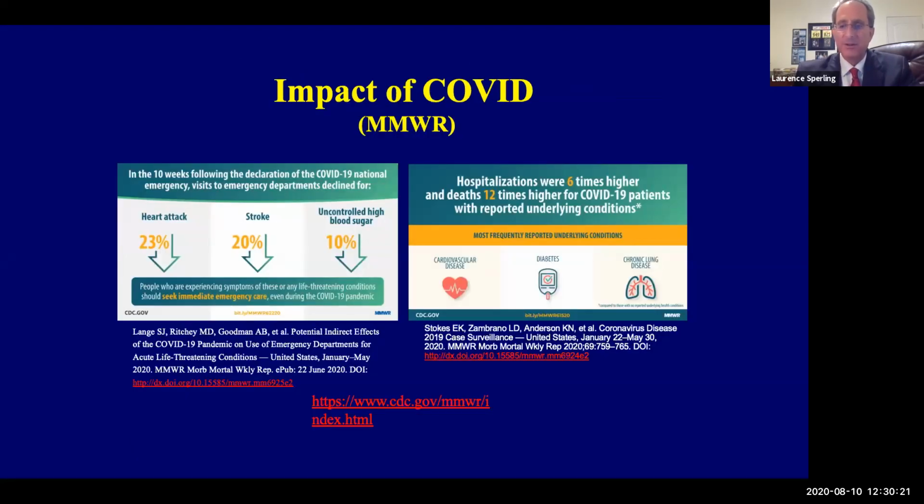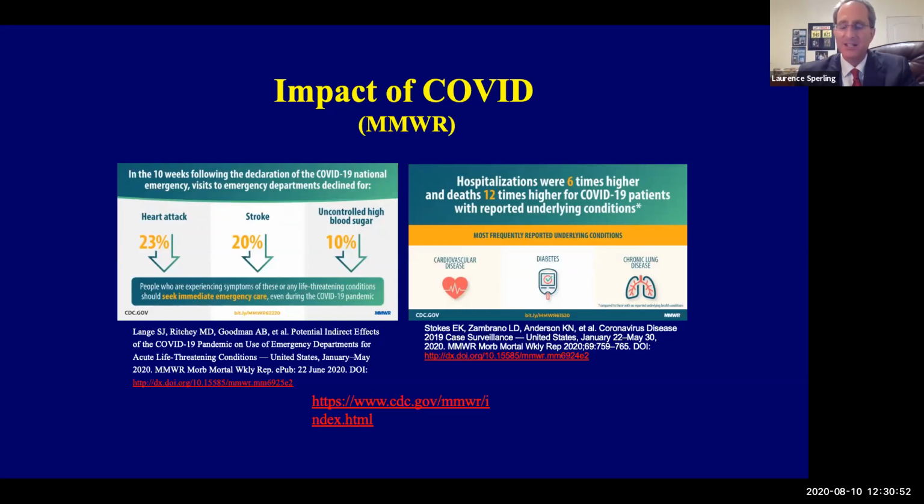This slide points out 2 MMWRs published in the last month or so. The one on the left looks at what I just was mentioning about emergency room visits. And in the 10 weeks following the declaration of the COVID-19 national emergency in the US, visits to emergency departments declined 23% for heart attacks, 20% for strokes, and 10% related to uncontrolled high blood sugar.